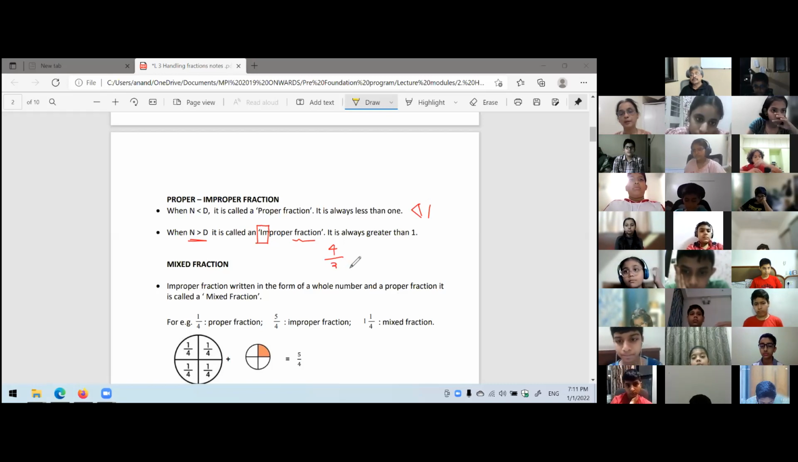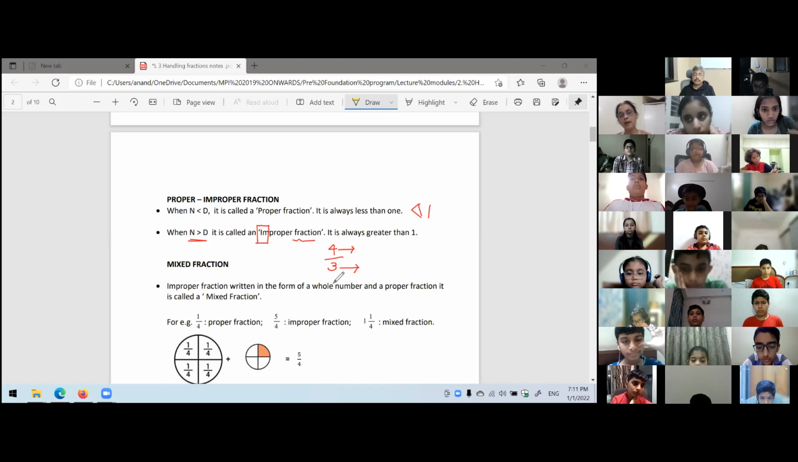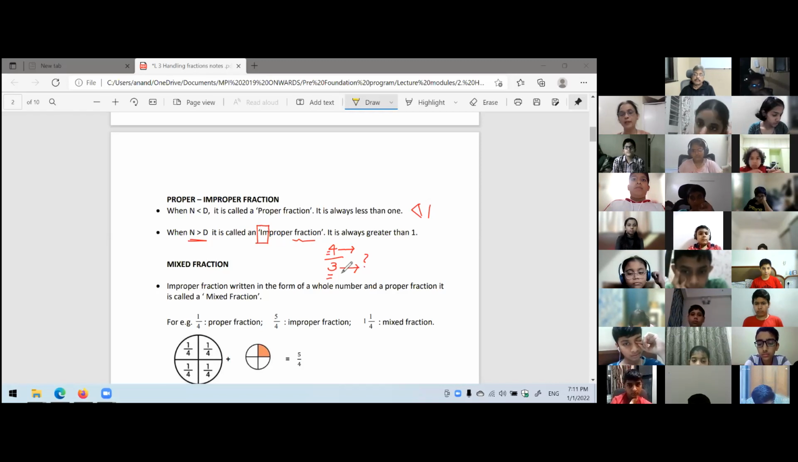Now, how are we defining a fraction? Denominator tells how many parts are made and numerator tells how many parts are taken. Now, I am making 3 parts and I am claiming to take 4 parts out of it. That does not fit in the definition of a fraction, no? I cannot make 3 parts and take 4 parts. That is why probably it is called an improper fraction.